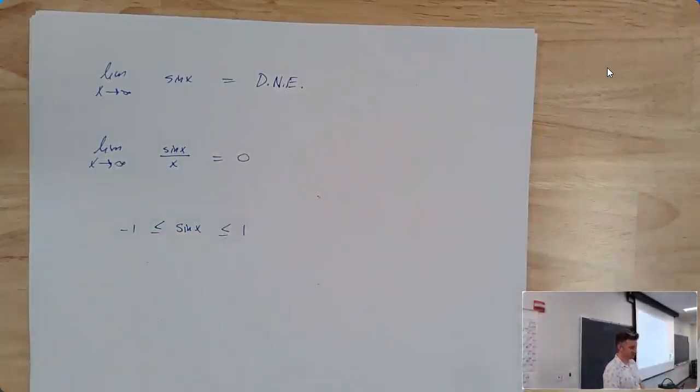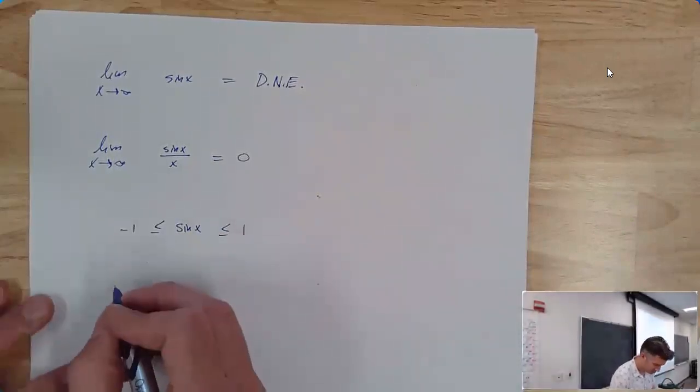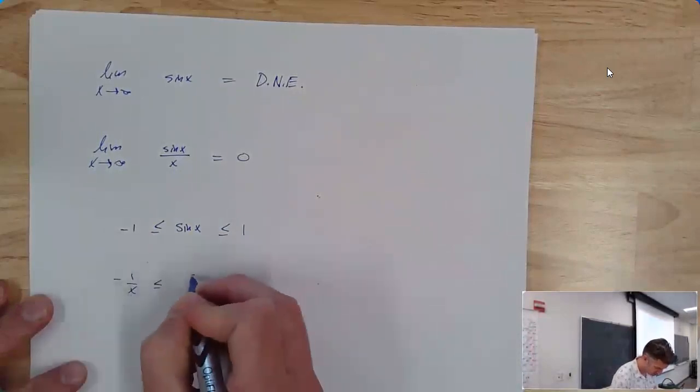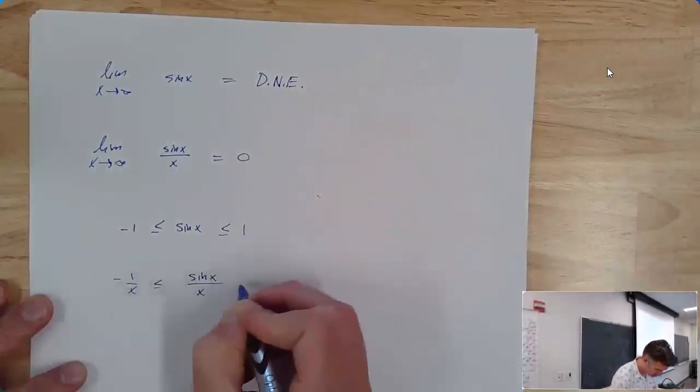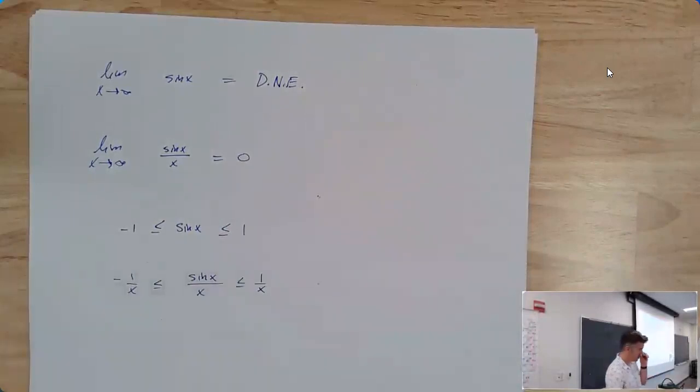Okay, so now I'm going to try to make this look like that. So I'm going to divide everything by x. So then, it just gets closer to 0 in that case, like it oscillates in smaller.